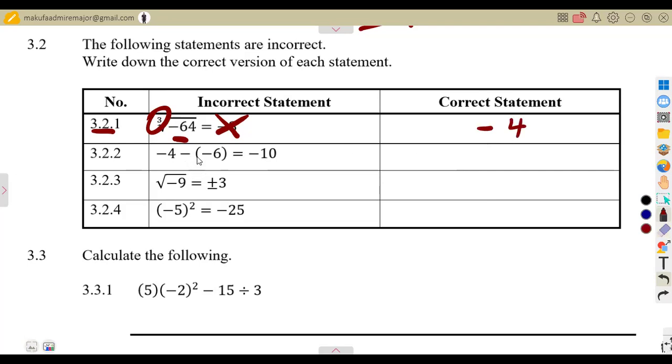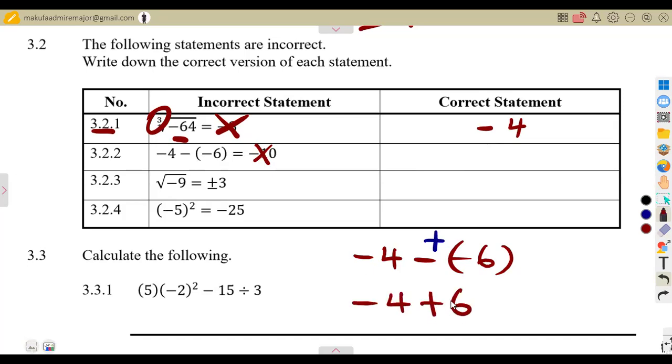Minus 4 minus minus 6 is not equal to minus 10. That's what they are saying. What is the correct answer? Minus and minus, remember, gives us a positive, like I said before. That is going to be minus 4 plus 6, which is 2. Okay, 6 minus 4, that is a positive 2 at the end.